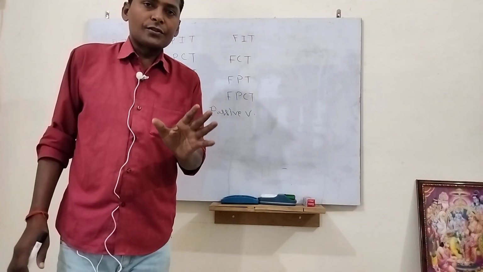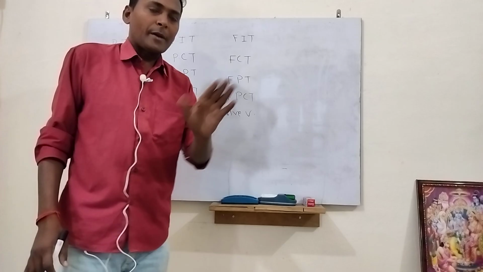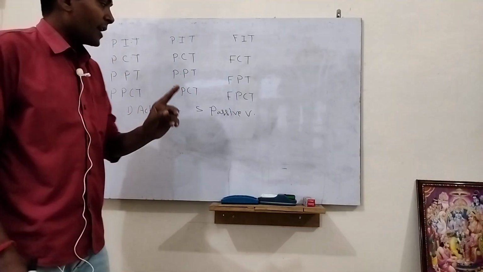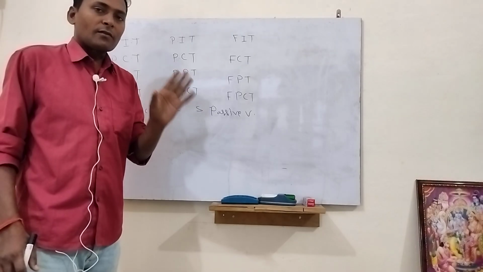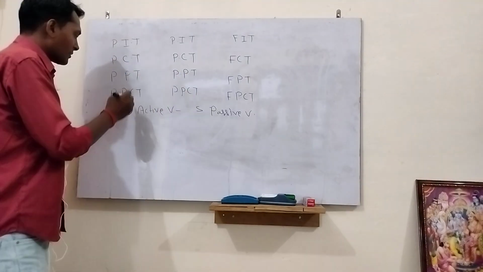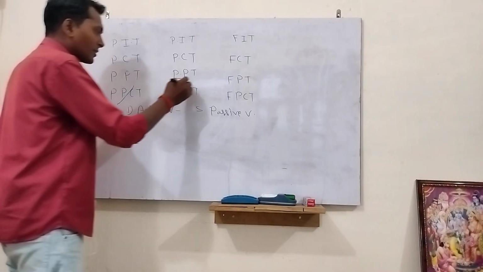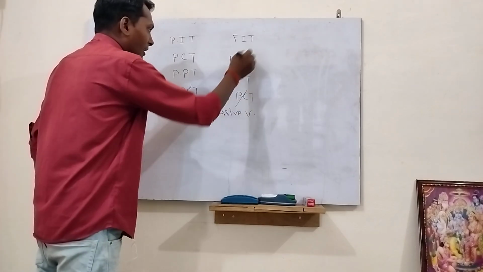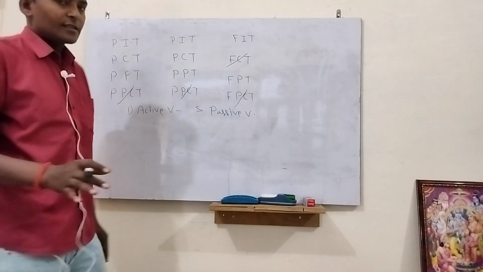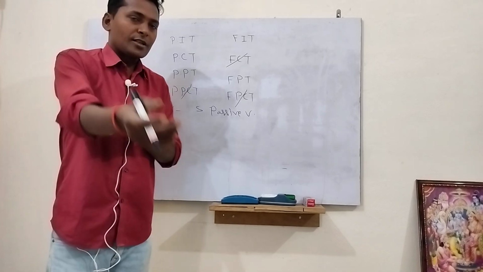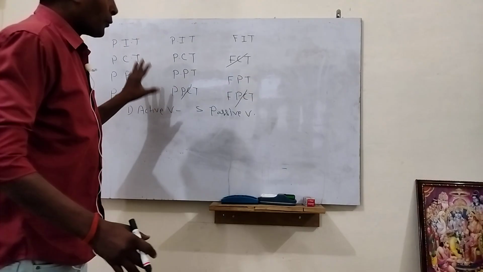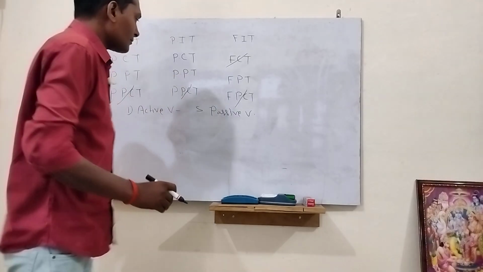There are some rules to change active voice to passive voice. The first rule is about which tenses we don't have to convert from active voice to passive voice. The first one is this one, then this, and this, and this. These four tenses are not convertible from active voice to passive voice, and the rest of them will be converted.